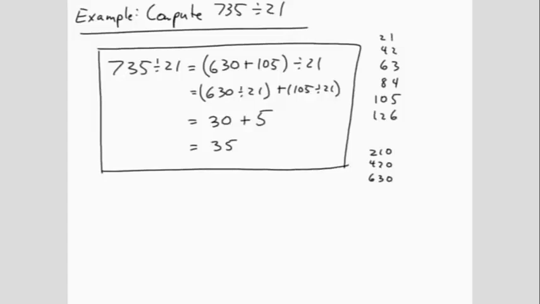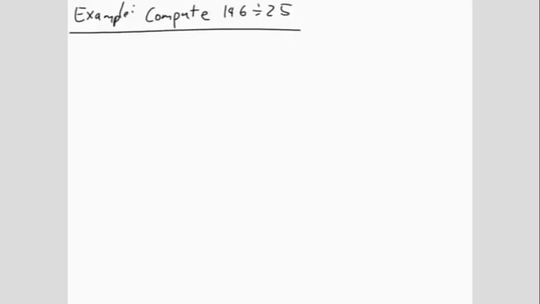What would happen if we had a remainder? Conceptually, there's nothing different than what we were doing before. Example, compute 146 divided by 25. Start off by counting by 25s: 25, 50, 75, 100, 125. One more is 150, which is too much, so we'll stop at 125.